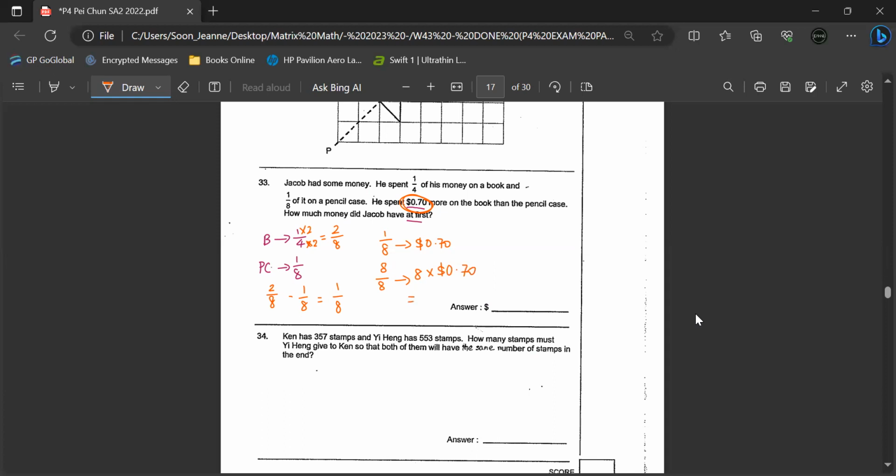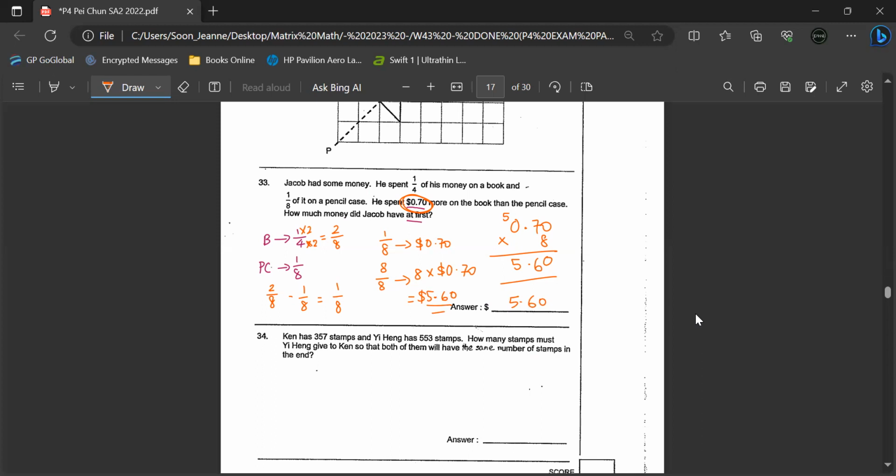If you don't know how to multiply, it's very simple. You just write down 0.70 times 8. So 0 times 8 is 0. 7 times 8 is 56. So you put a decimal point in the answer. So 56, remember to write it down. 0 times 8 is 0. Plus 5 is 5. So your answer is $5.60. That's your answer. $5.60. Okay?